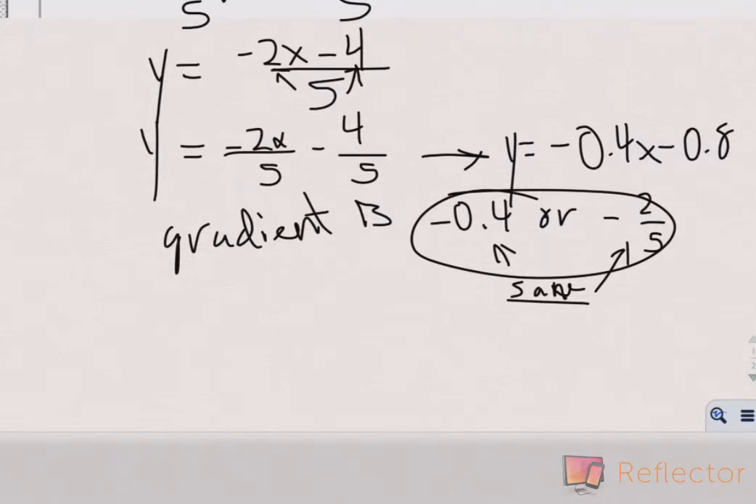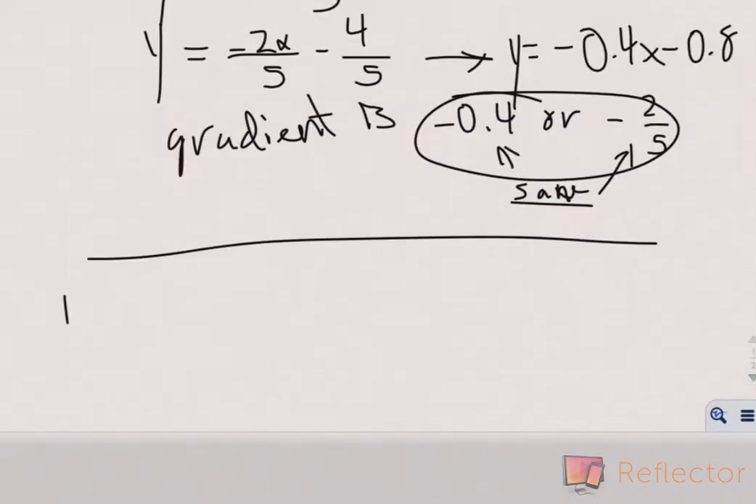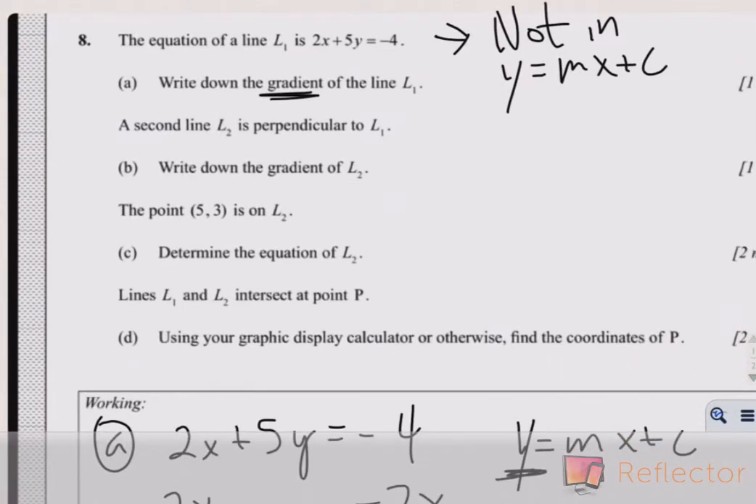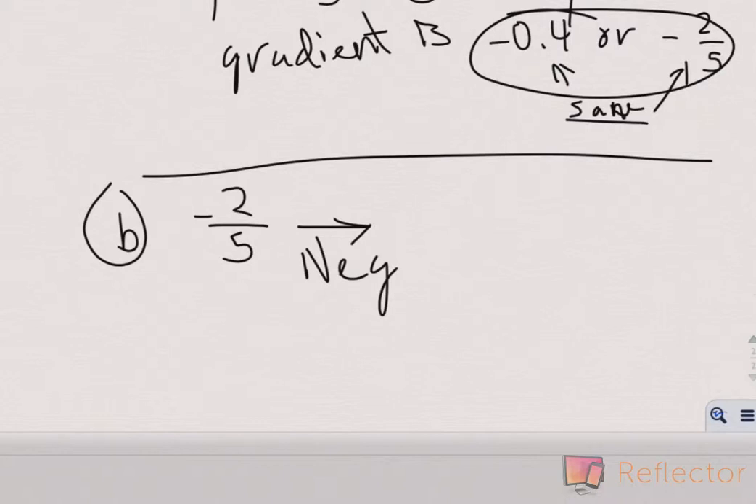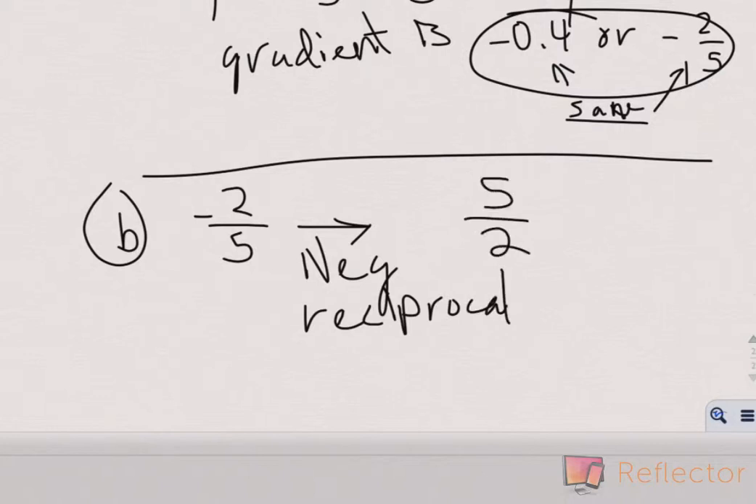Okay, now, next question asks us for the gradient of a line that is perpendicular. And we have to remember that if we're given -2/5 as a gradient, then the negative reciprocal is the gradient of a perpendicular. And so that's going to be +5 halves. Okay? So that's our answer there.